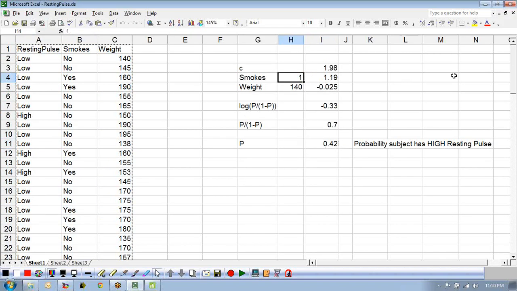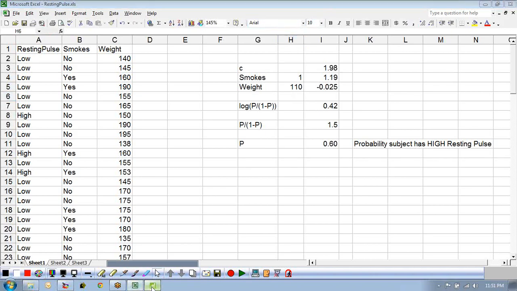Well, we could look at all other things, like what happens if they were a non-smoker. Oh, you can see the probability that they have a high resting pulse goes down. Okay, so smoker has a lot of prediction. What happens if we looked at a smoker who is 120 pounds, 54% chance. Smoker who is 110 pounds, 60% chance, and so on. Okay? So that's basically it.